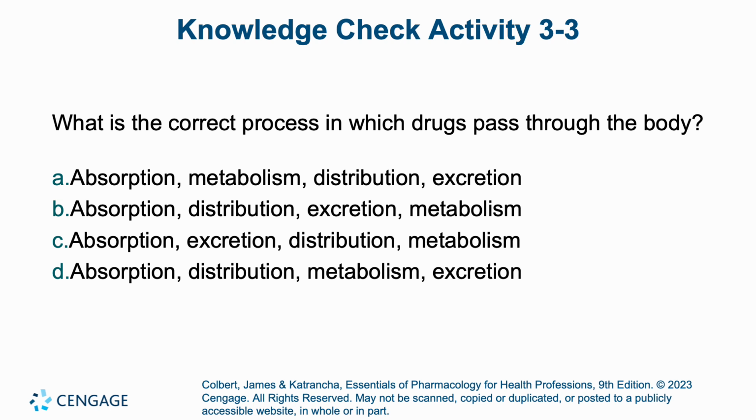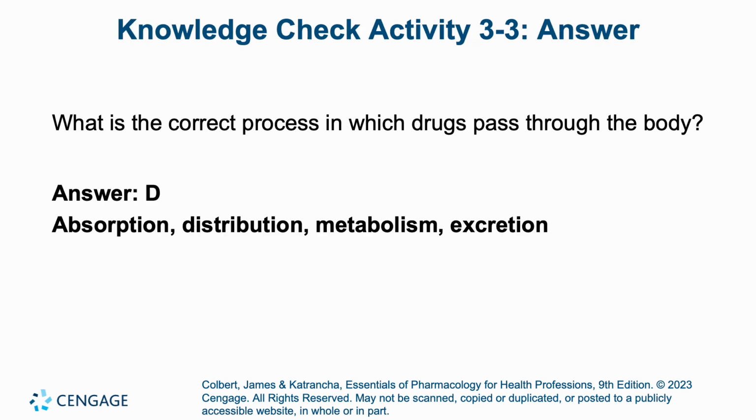Knowledge check here for you. What is the correct process in which drugs pass through the body? A, absorption, metabolism, distribution, excretion. B, absorption, distribution, excretion, metabolism. C, absorption, excretion, distribution, metabolism, or D, absorption, distribution, metabolism, excretion. And the answer is D, absorption, distribution, metabolism, excretion.